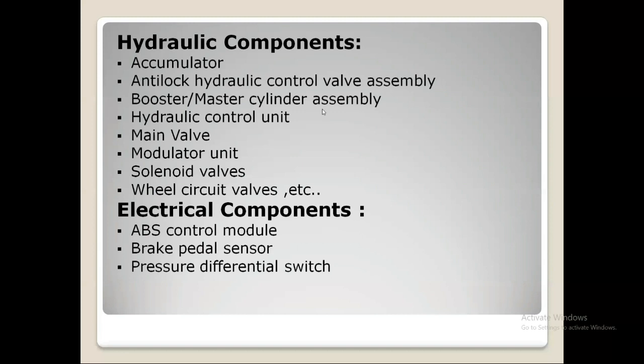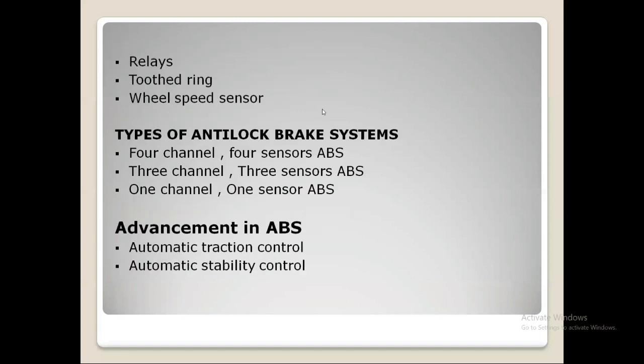You can see here we also have a pressure differential switch and relays, tooth ring, and wheel speed sensor. Now we can go to the relays. Relays are electromagnetic devices used to control a high current circuit with a low current switching circuit. In ABS, relays are used to switch the motor and solenoids. A low control signal from the control module energizes the relay that completes the electrical circuit for the motor or solenoid. Now we can see the wheel speed sensor.